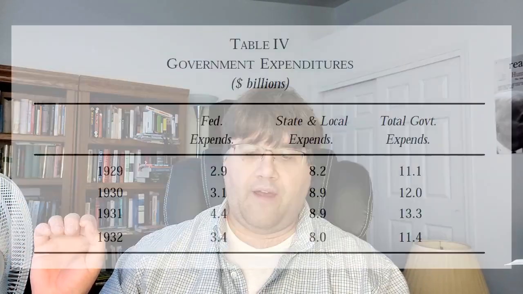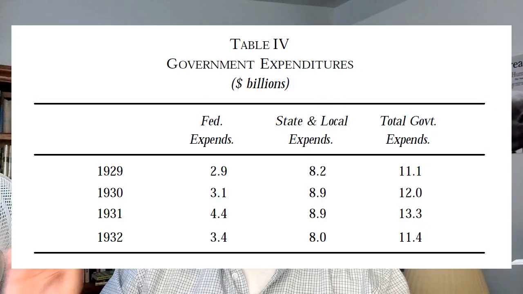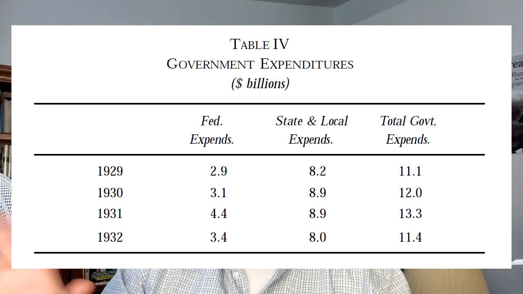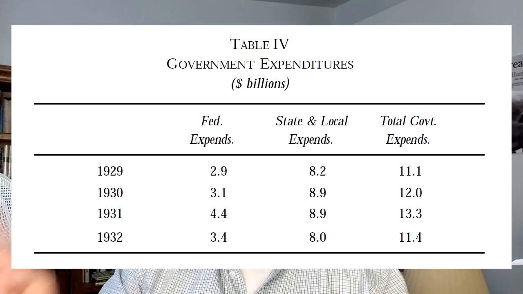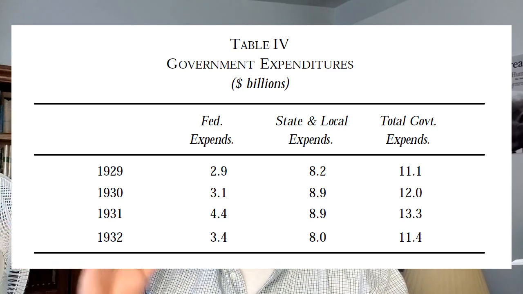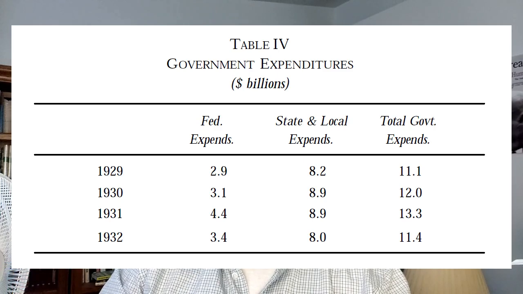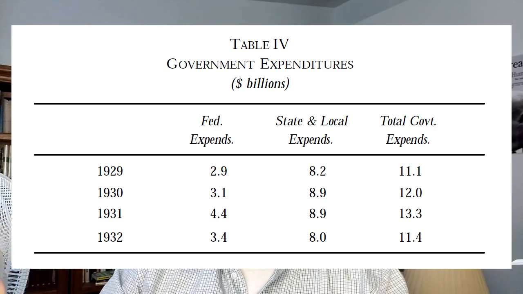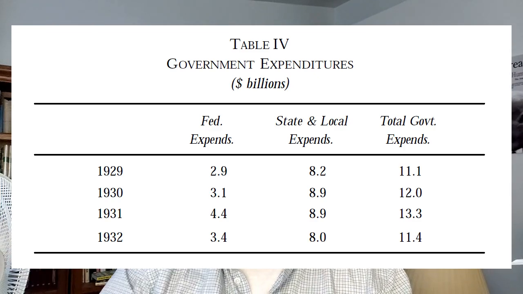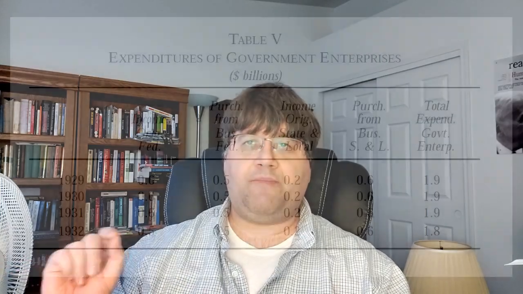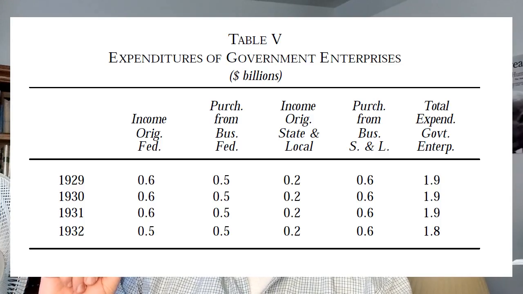Next up, we have Table 4, Government Expenditures. Again, 4 years, 4 rows, 3 columns this time. We have federal expenditures, state and local, and then we have the total, which is just the sum of the other 2. So for instance, in 1929, we had $2.9 billion in federal expenditures, we had $8.2 in state and local, and the total of those is $11.1. Not too bad so far either, but we're getting to the real clinch point here. Because next up is Table 5, and that is the expenditures of government enterprises.